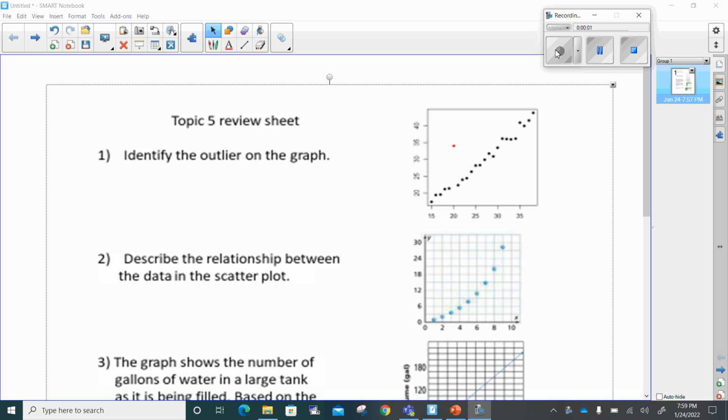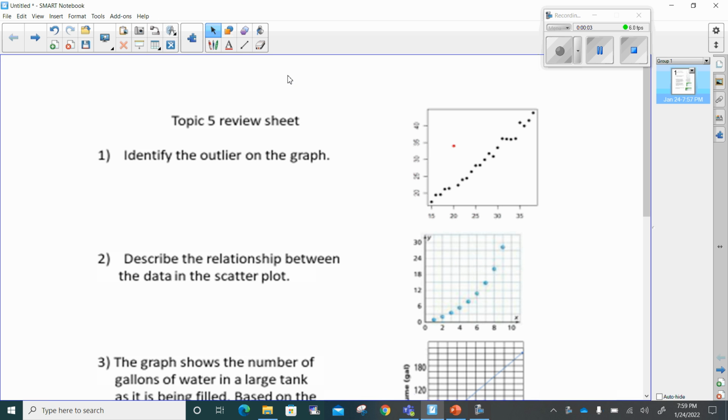7th grade advanced kids, it's time to go ahead and review for our topic 5 test. Starting with number 1, identifying an outlier.